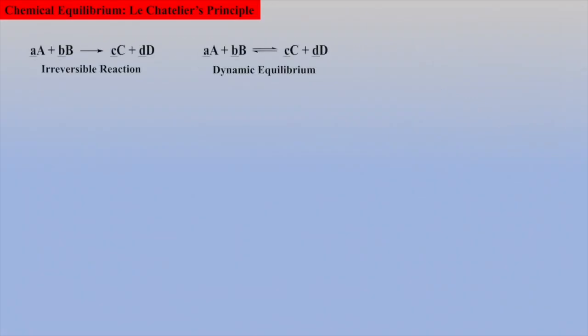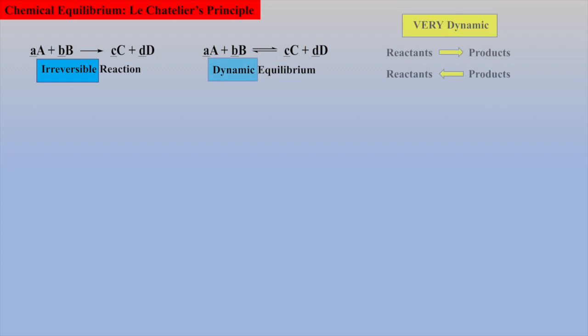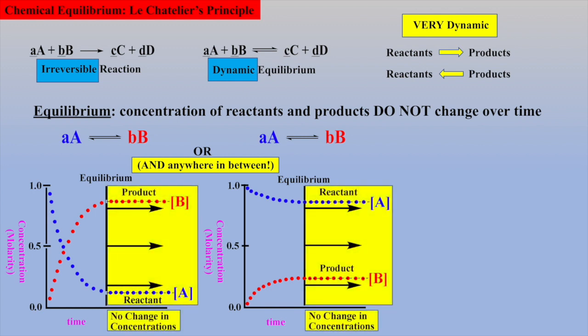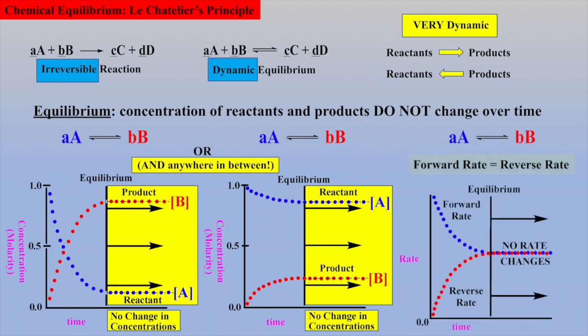In part 1 of this video series, we learned that chemical reactions are either irreversible or dynamic equilibriums. Recall also that a reaction is said to be at equilibrium when the concentrations of reactants and products do not change over time, as demonstrated when plotting concentration time data, or when the forward rate equals the reverse rate.